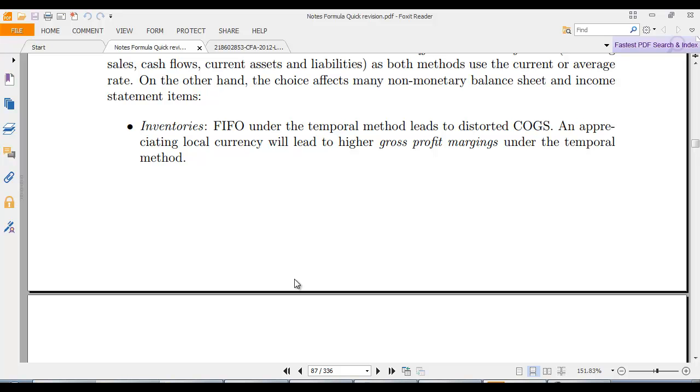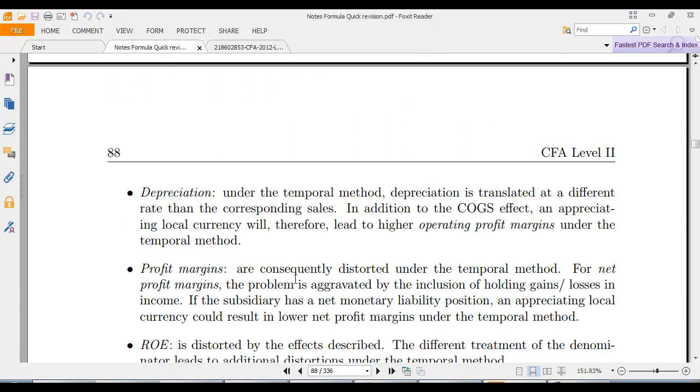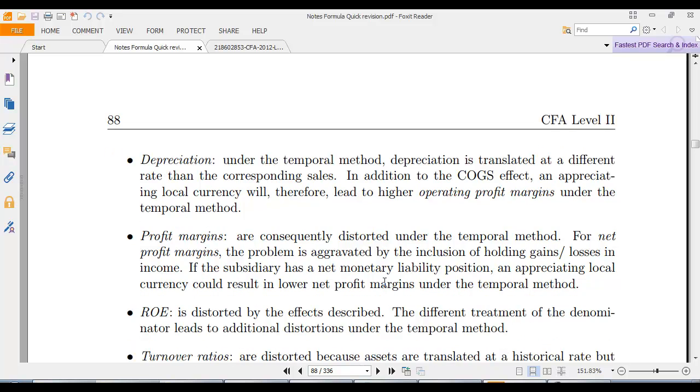Inventory under FIFO in the temporal method leads to distorted COGS, and an appreciating local currency will lead to a higher gross profit margin under the temporal method. Depreciation is translated at a different rate than the corresponding sales. Additionally, COGS and an appreciating local currency will lead to a higher operating profit margin in the temporal method.